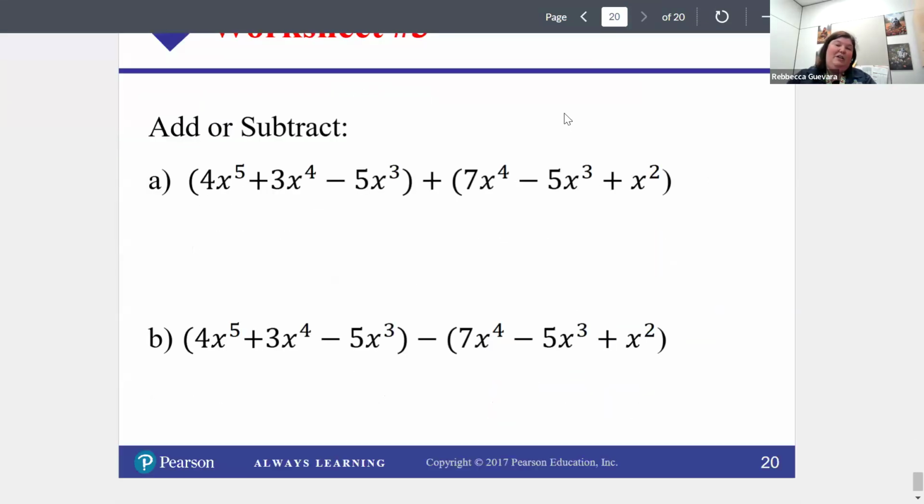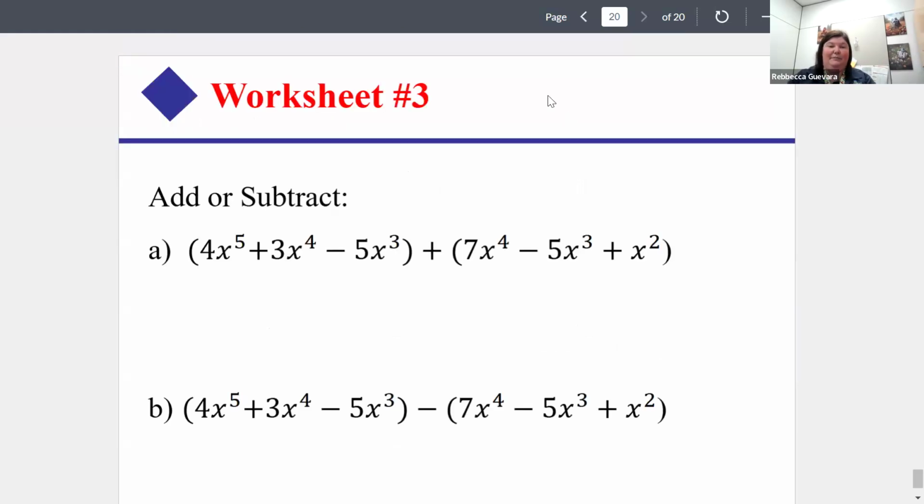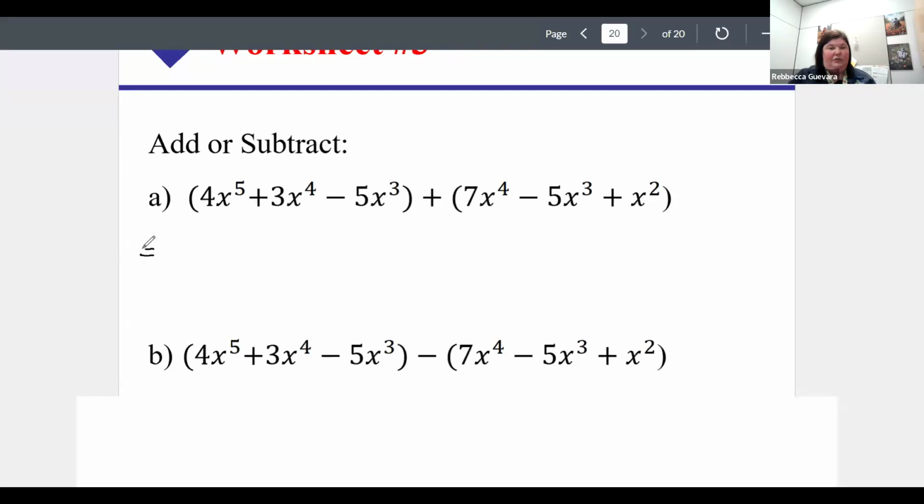Okay, so take a moment. These are the same two polynomials, just in the first case, you're going to add them, and in the second case, you're going to subtract them. Okay, so for the first one, we just need to find like terms. So we got 4x to the fifth, but we don't have an x to the fifth over here, so it pairs with nothing. We have an x to the fourth here, and we have an x to the fourth here, so these ones are like terms.